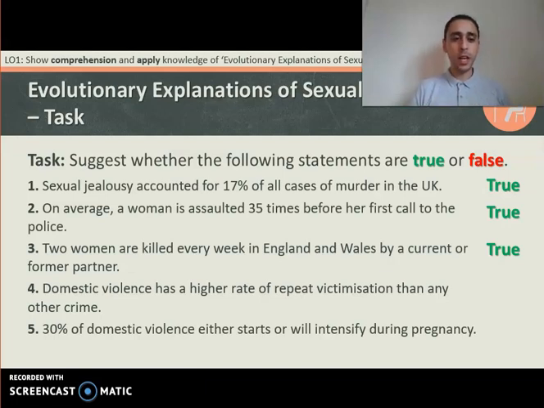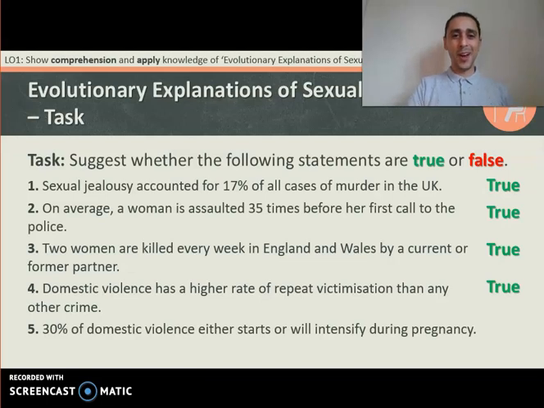Number 4, domestic violence has a higher rate of repeat victimization than any other crime. That is true, right? They don't change, right? Just get rid of them. They do not change. Domestic violence is the most repeated victimization than any other crime. They will do it again and again. Drop them like a bad habit.